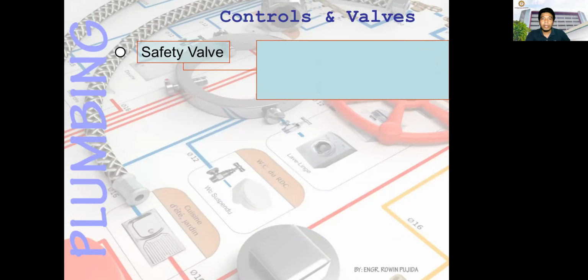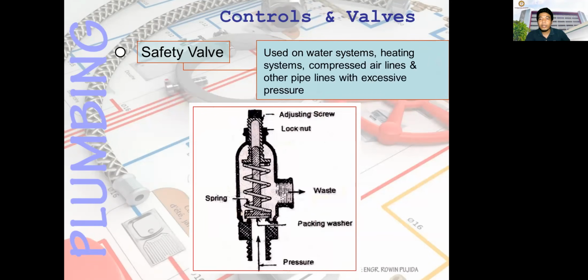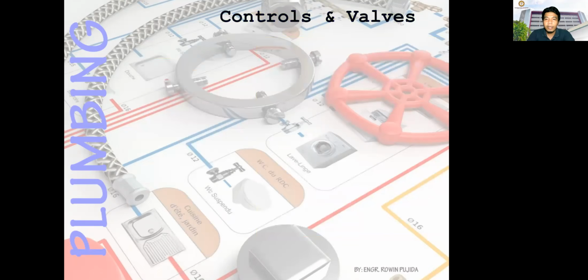Then you have the safety valve. I think this is the last type of valves. It is used on water systems, heating systems, compressed air lines, and other pipelines with excessive pressure. Okay, so this is the safety valve.